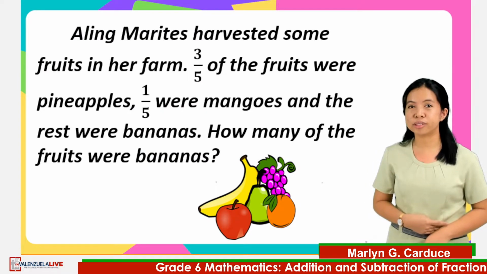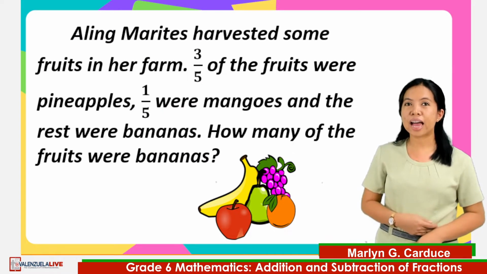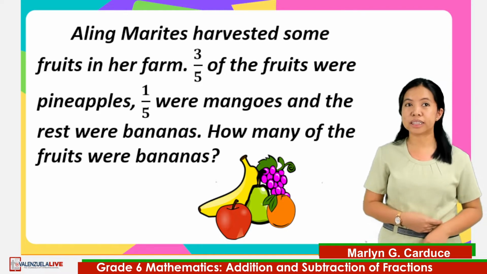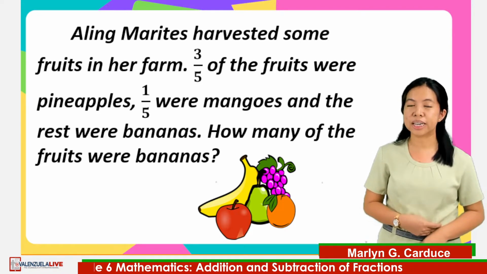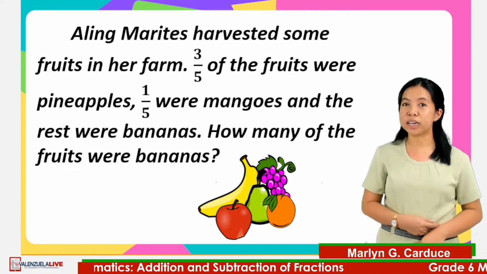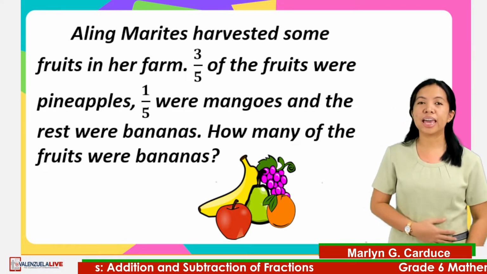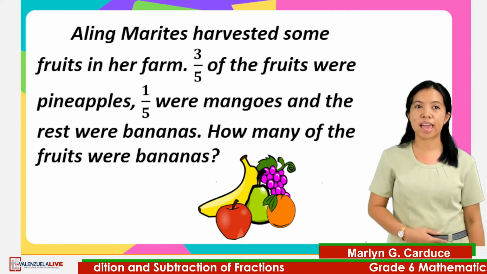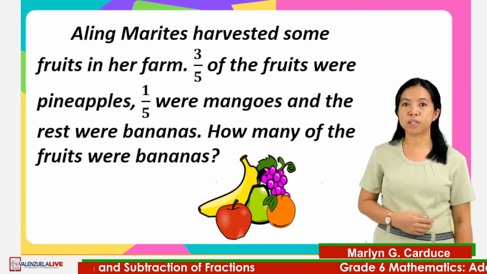Let me read first the problem. Aling Marites harvested some fruits in her farm. 3/5 of the fruits were pineapples, 1/5 were mangoes, and the rest were bananas. How many of the fruits were bananas?